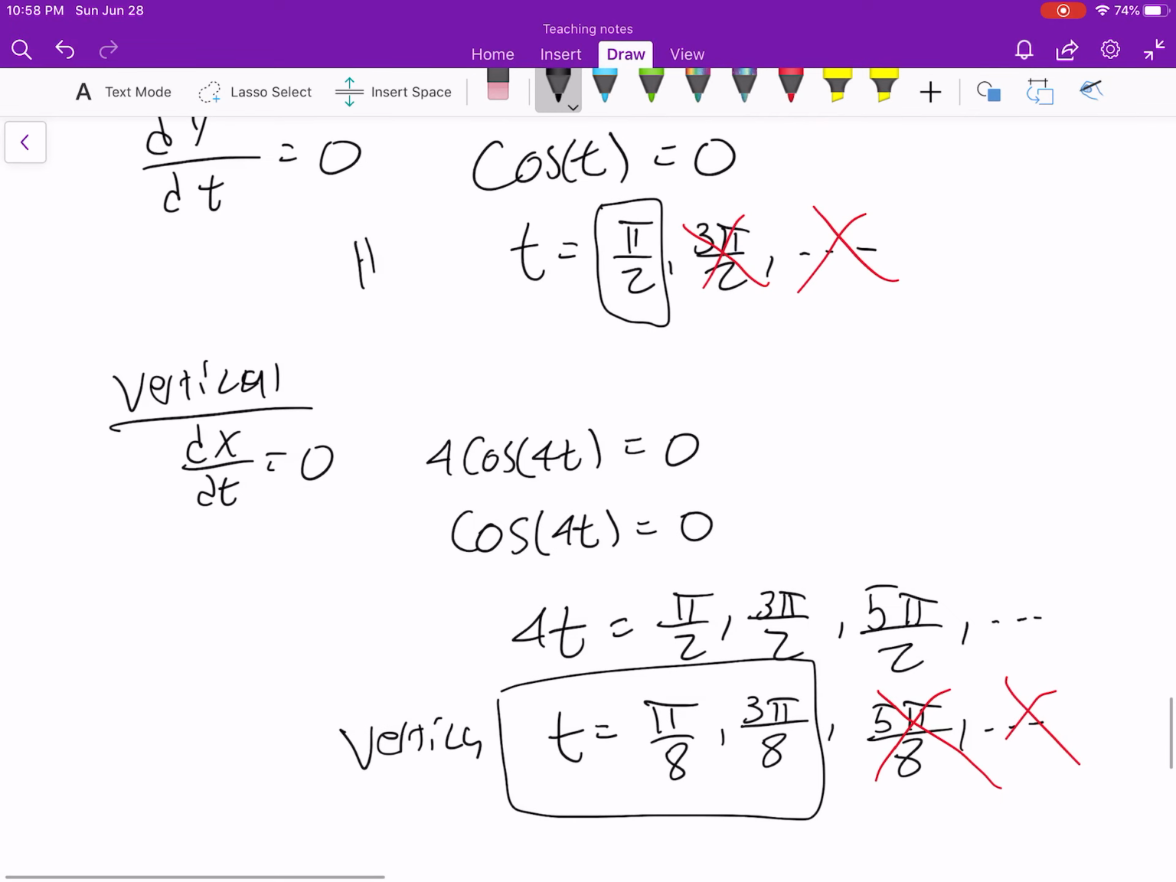And these are my horizontal. I didn't need you to find the x, y values. I made that very clear. I said label which values of t. What else did I want to say?